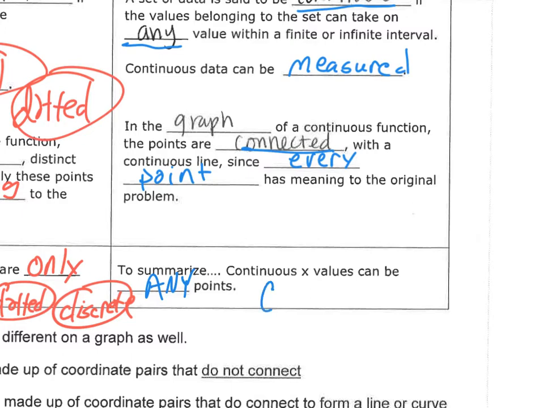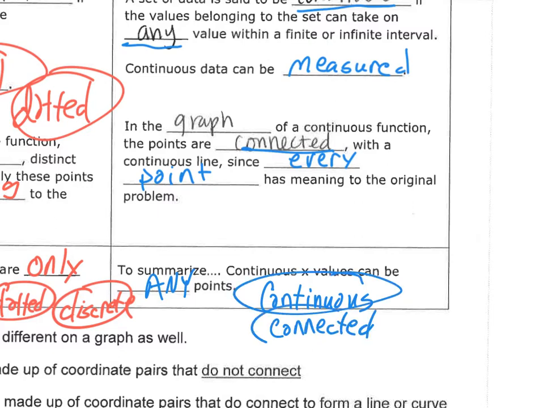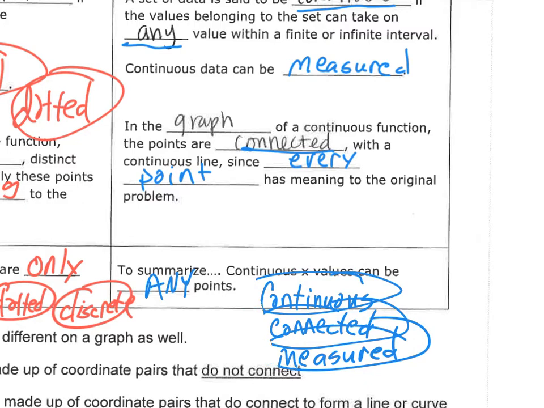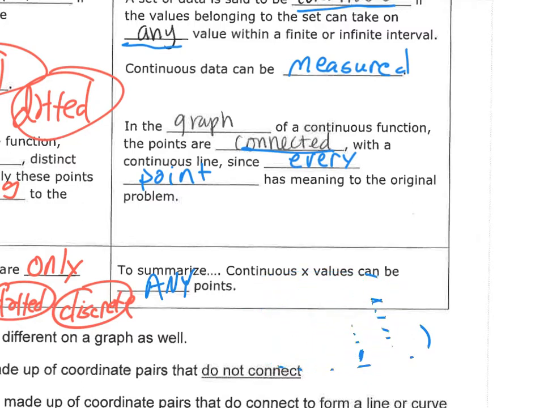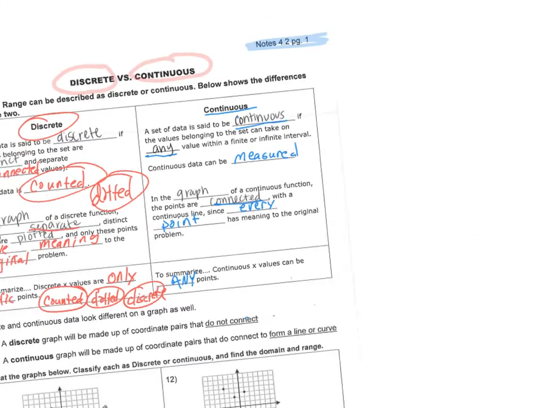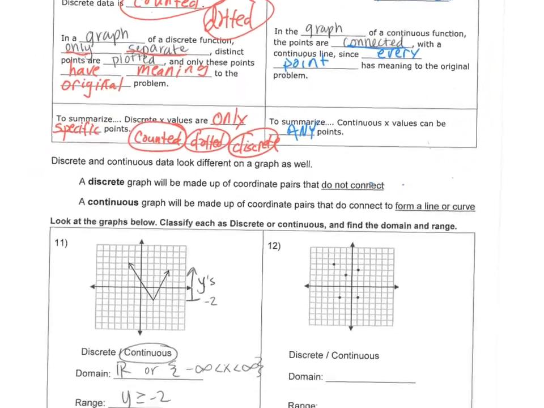Okay, so continuous is connected. Continuous is connected and it's measured. For example, time would be continuous, right? You can have 1 second, 2 seconds, and you can have 1.5 seconds. So everything in the middle also counts. All right, so let's keep going here.